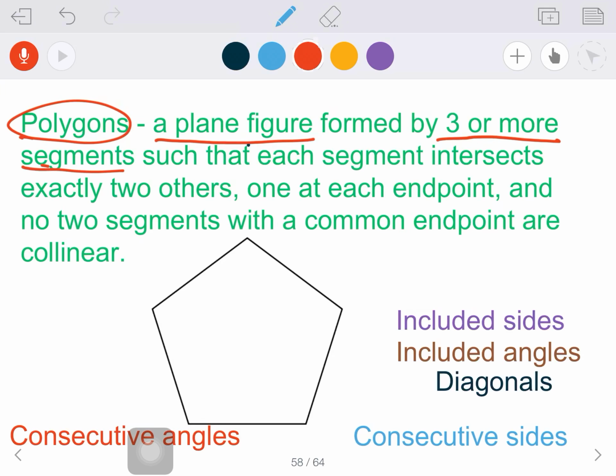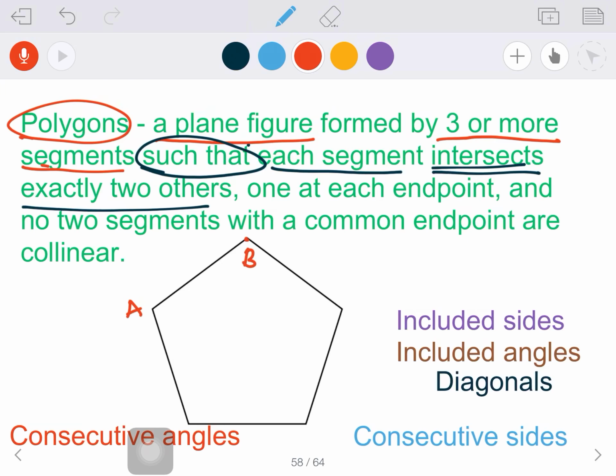So let's continue. It says here such that each segment intersects exactly two others. Now, look at the given polygon here in the example. This polygon has how many segments? Let us see. First, I will draw the points of intersection. You can see here A, B. Okay, we have C. You have here point D and point E. How many segments are there?